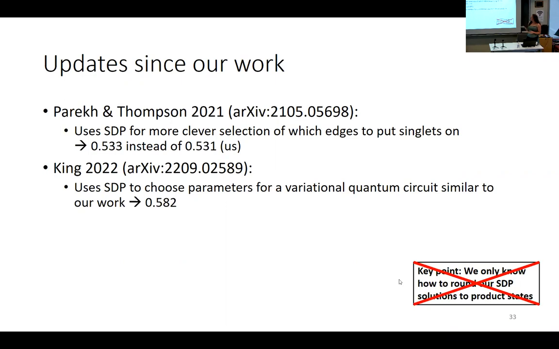And then Robbie King, just like last month, came up with a way to use the SDP to choose the parameters theta for a circuit similar to ours. And so when you use the SDP to choose how much you're rotating each edge towards a singlet, then you can do quite a bit better. So he got an approximation ratio of 0.58 out of that.